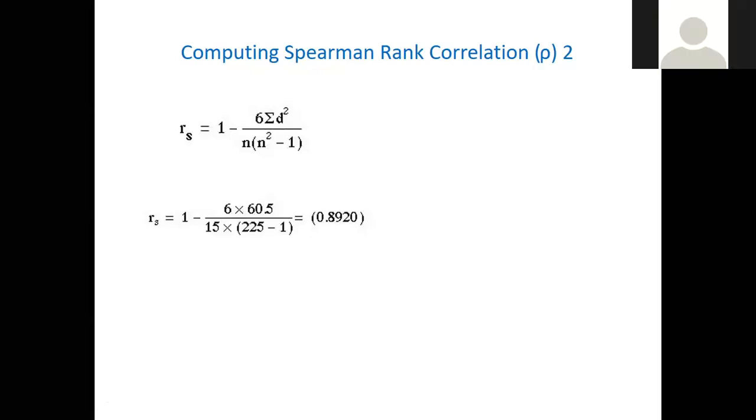1 minus sigma d square over n into n square minus 1. N is the sample size, like in this case now is 15. The only thing you are bringing in is the d square, which is the square of the difference in the rank of the two.